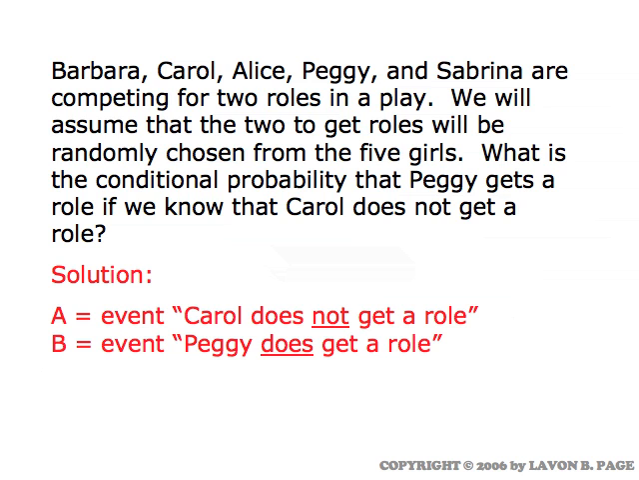The first thing we want to do is to name our events. So let's let B be the event that Peggy does get a role. That's the event whose probability we're wanting to calculate based on the information that Carol does not get a role, which is what we're representing by the letter A. So the question, again, we have named our events so that the question that we're being asked is what's the probability of B happening if we know that A happens.